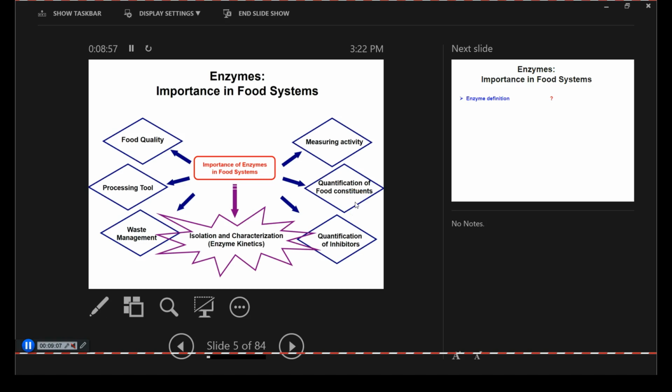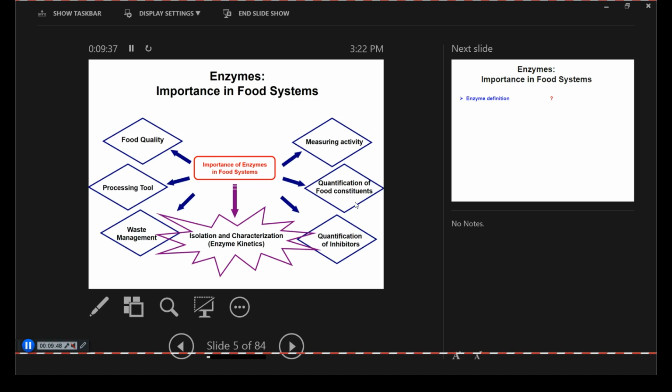Sometimes we need to quantitate inhibitors that could be potentially a problem if they're there in the food, like trypsin inhibitor in soybean. When we process soybean, we want to make sure that it is 90% inhibited or above, because trypsin inhibitor will affect digestion of protein. Also, there's amylase inhibitor. So in order to determine the presence of inhibitors, how do we determine that? By running an enzyme assay to see if the enzyme will get inactivated or inhibited in the presence of an extract from a sample.